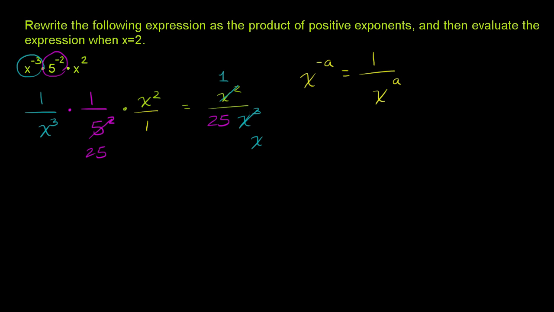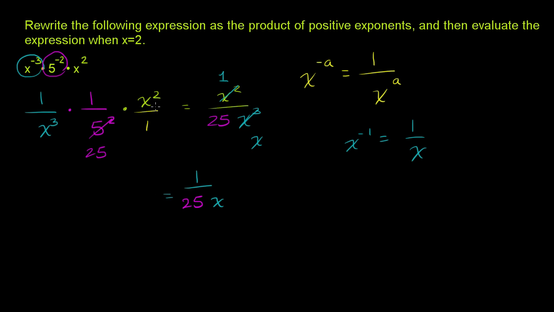And you could use other exponent properties. You could say x squared over x to the third is the same thing as x to the 2 minus 3 power, which is x to the negative 1 power. But x to the negative 1 power, we know, is the same thing as 1 over x. Any way you do it, as long as you do it in a reasonable way, you should get the same result. So when we simplify it, we get 1 over 25x.